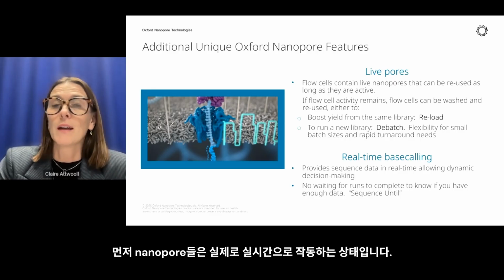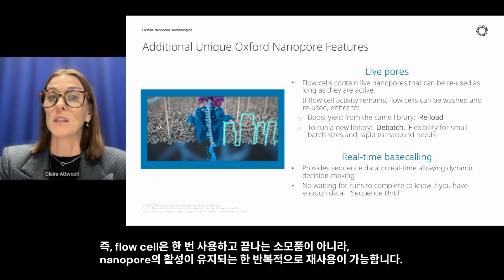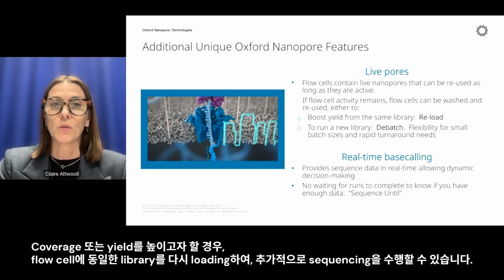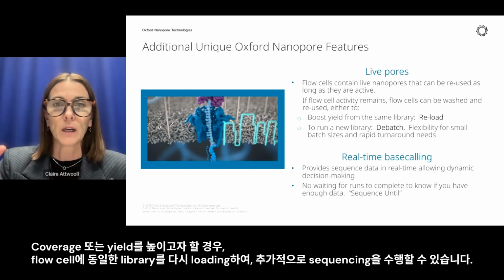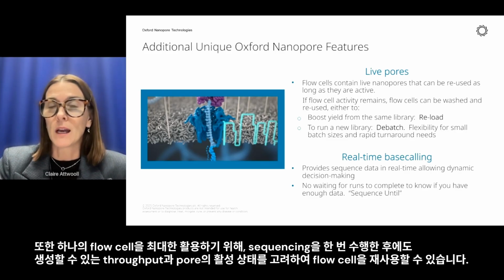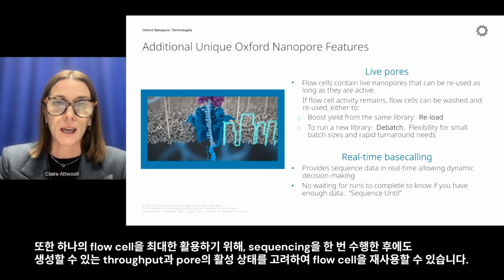So the pores are actually live. What that means is that the flow cell is not just a one and done use. As long as the pores retain activity, they can be reused. So you can wash them and load different libraries on, or you can wash them and load the same library on. So if you want to increase coverage or yield in some way, you can essentially just load another set of the library onto the flow cell. Or if you don't have enough samples to fill up a flow cell, you can just run the ones that you have, and then your flow cell still has capacity and life, as it were, to run again.